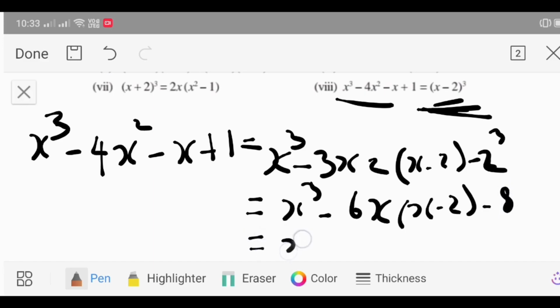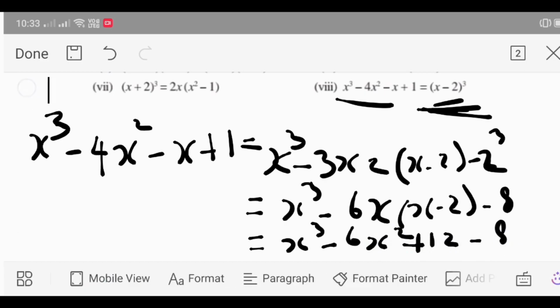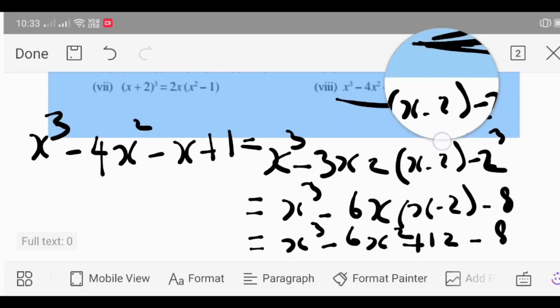So this is x cube. Now we need to bring the minus 6x inside the bracket, so minus 6x squared, then plus 12x minus 8. So now the right side becomes like this.